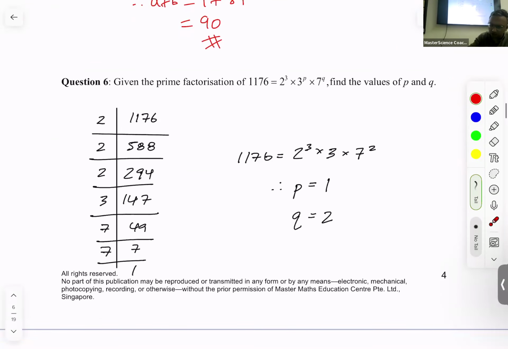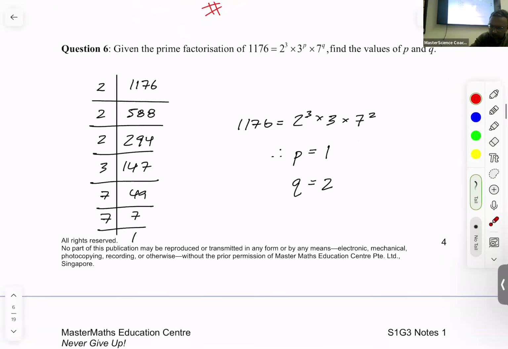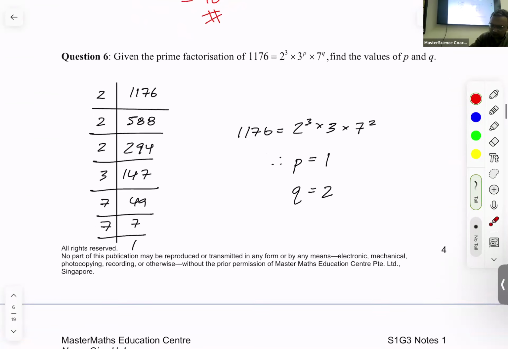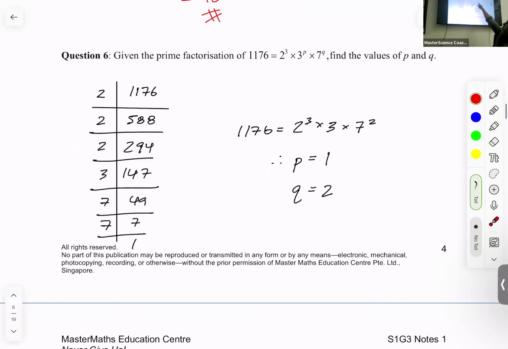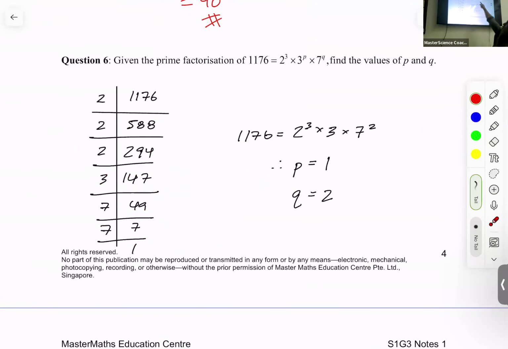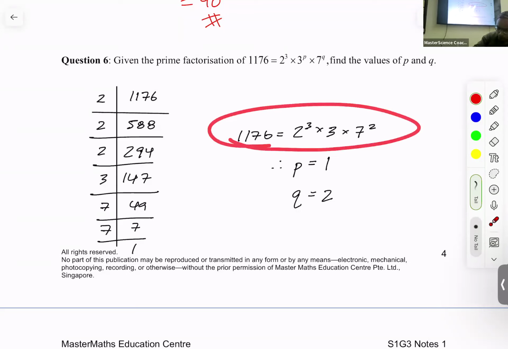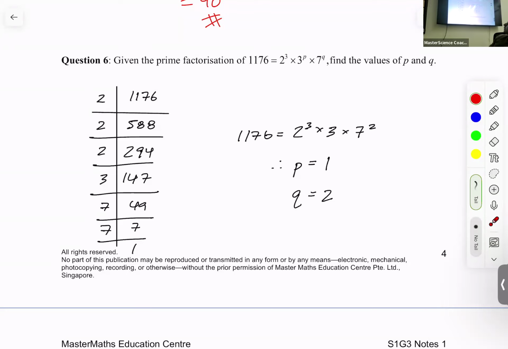No lah, but I mean, this is quite basic, isn't it? Okay. Sometimes like this, Shafi, sometimes they will give you like that. 1176 equals 2 power 3 times 3 power P times 7 power Q. Then find the values of P and Q. So you don't just give this part. You must say, therefore P equals 1, Q equals 2. Can? I understand. You must understand all this.